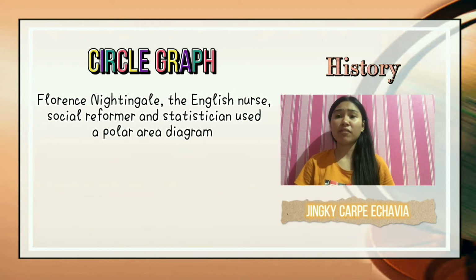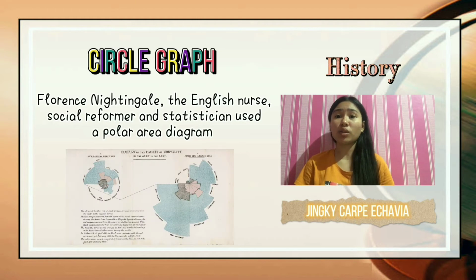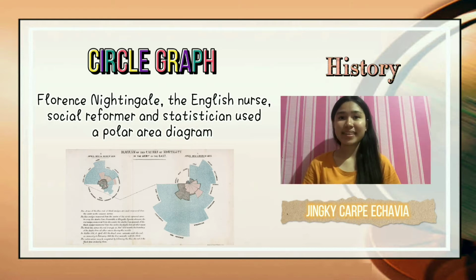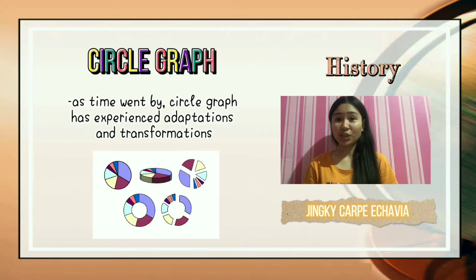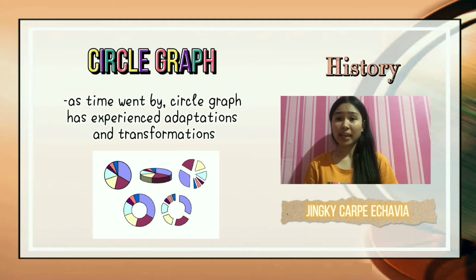At about the same time, Florence Nightingale, the English nurse, social reformer, and statistician, used a polar area diagram to show the dynamics of the mortality causes of the British Army in the East. Each sector had equal angles and differ only on how far the radius extends from the center of the circle. As time went by, pie chart experienced many adaptations and transformations and ended up converted into things like donut charts, exploded pie charts, polar area diagrams, multi-level pie charts, and 3D pie cakes.